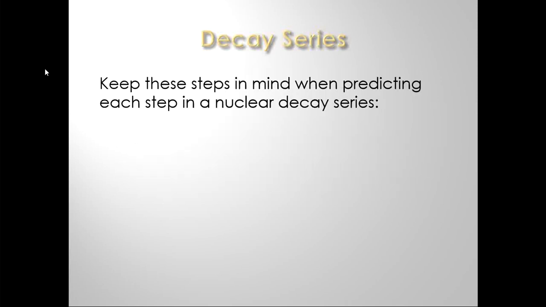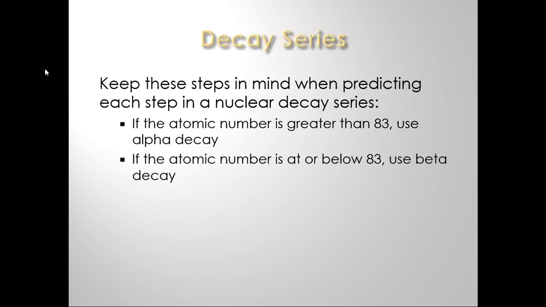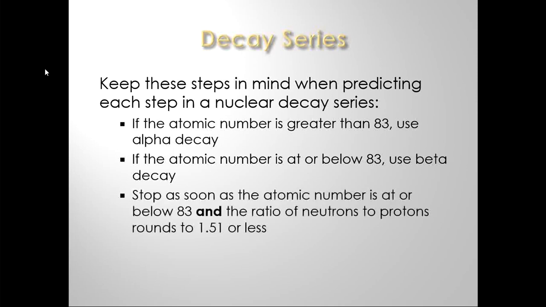As we go through the decay series, you want to keep these steps in mind when predicting each step in the nuclear decay series. If the atomic number is greater than 83, we're going to use alpha decay, or we're going to use the alpha particle to show that it's going through alpha decay. And then if the number is at or below 83, we're going to show a beta decay. Stop as soon as the atomic number is at or below 83, and the ratio of neutrons to protons rounds to 1.51 or less. So keep your periodic table handy and keep your calculator handy.